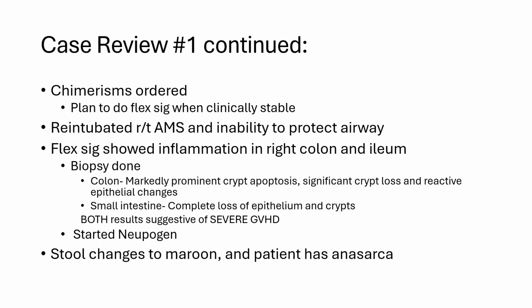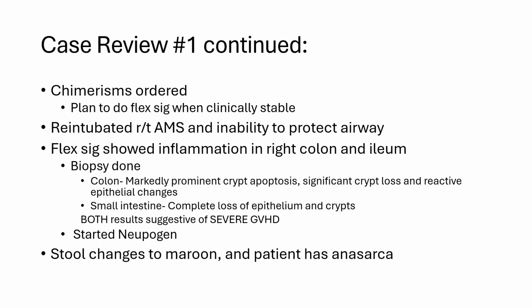When she was in the ICU, they were able to do her flex sig, and it did show an inflammation in her right colon and ileum. During that flex sig, we did biopsy her, and the biopsies showed the following. Her colon showed markedly prominent crypt apoptosis, so cell death, significant crypt loss, and reactive epithelial changes. And her small intestine showed complete loss of epithelium and crypt. So she had lots and lots of cell death and lots of issues in her GI tract. That sloughing off was definitely occurring.